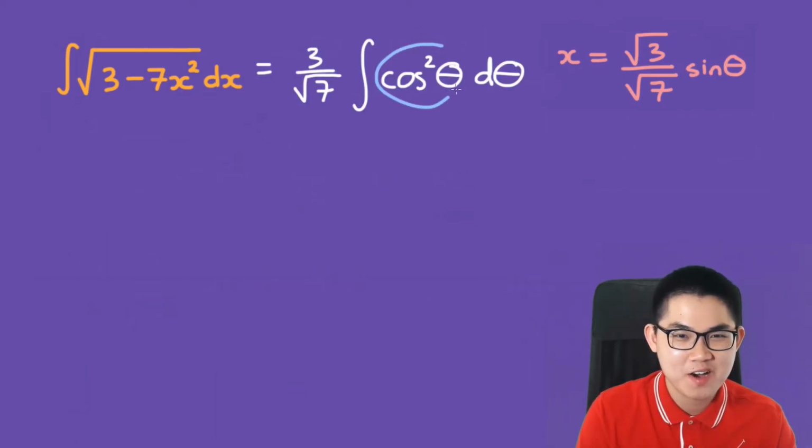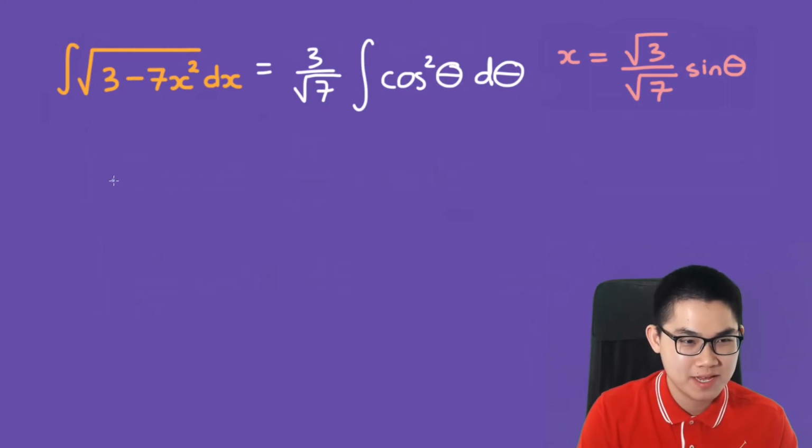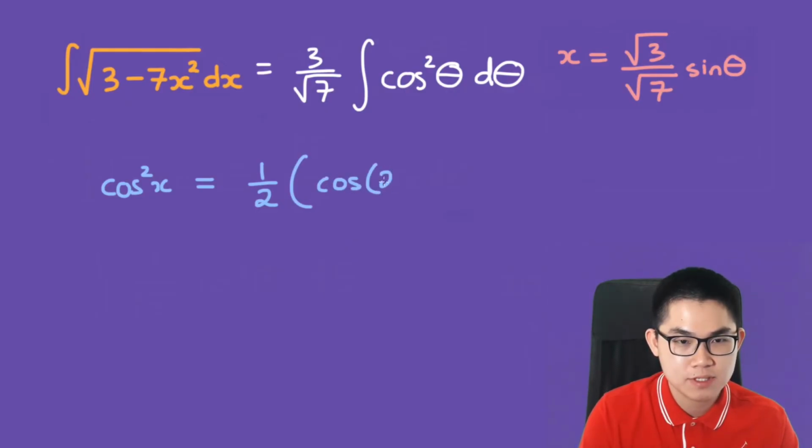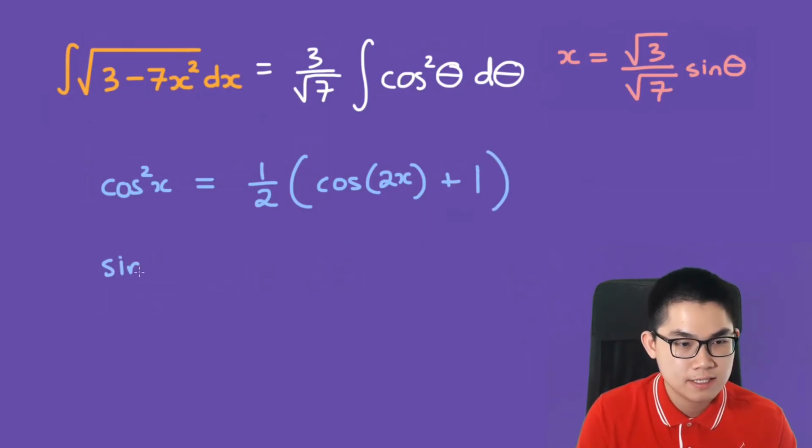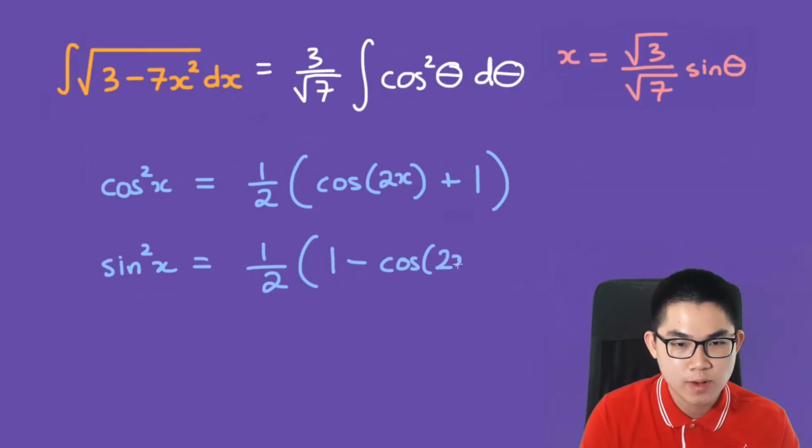Now, how can we solve this? You have to use one of the formulas. So cosine squared is equal to 1 over 2 times cosine of 2x, with the 2x in parentheses, plus 1. The other formula is sine squared is equal to 1 over 2 times 1 minus cosine. So here we will use this one.